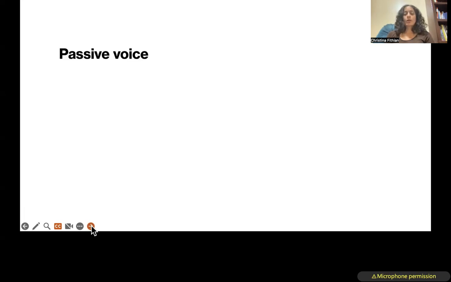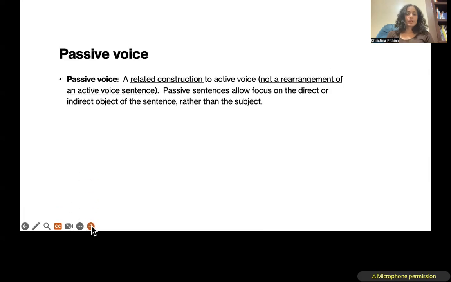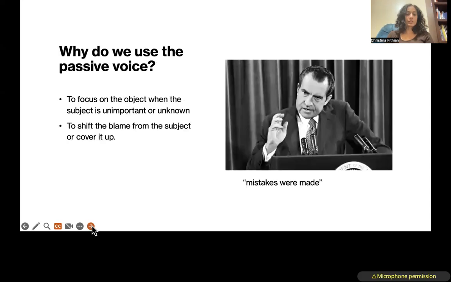Okay, so now I'm going to talk a little bit about passive voice. As I mentioned earlier with the agenda, passive voice is not a rearrangement of an active voice sentence, even though it kind of looks like it is. We just call it a related construction to an active voice sentence. Now, passive sentences allow us to focus on the direct or indirect object of the sentence rather than the subject. So let's see an example of passive voice.